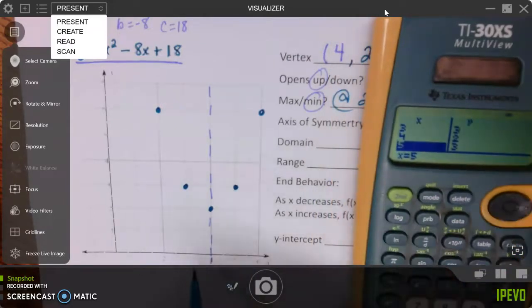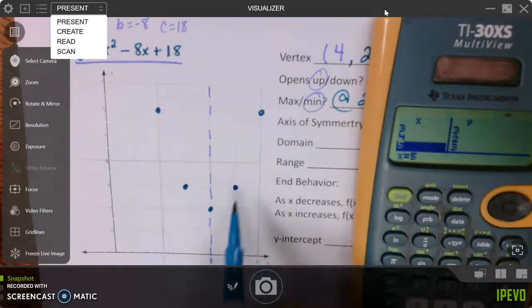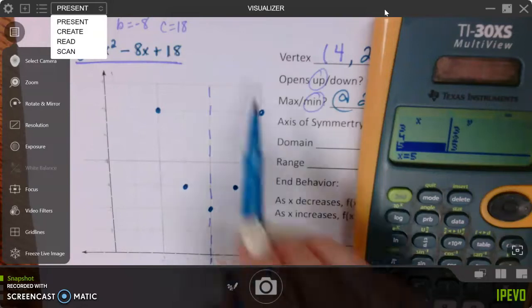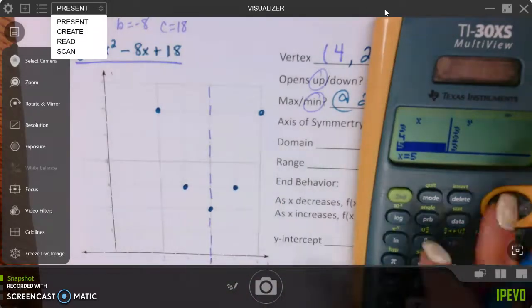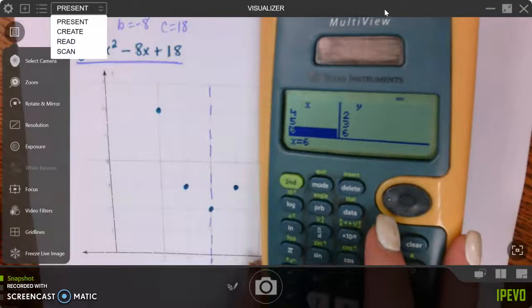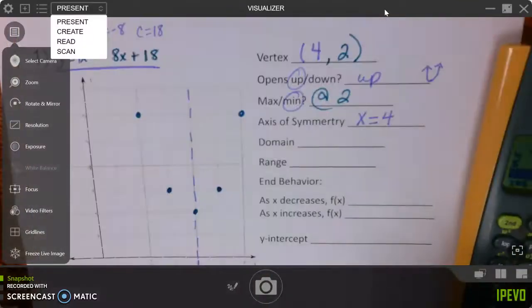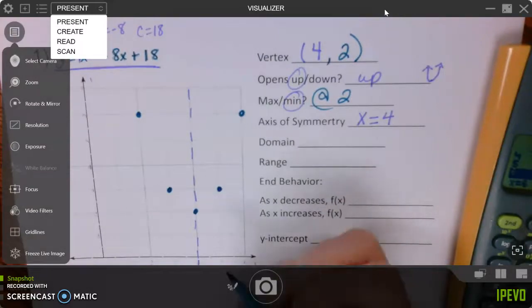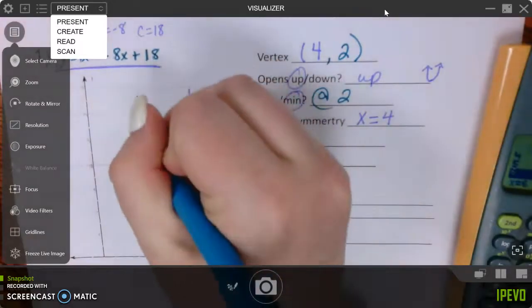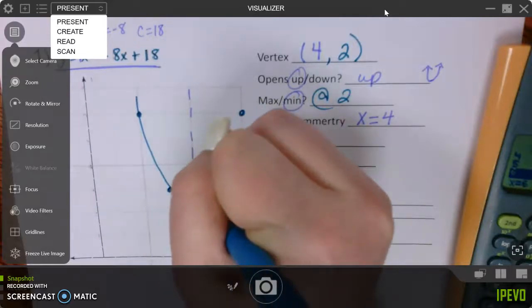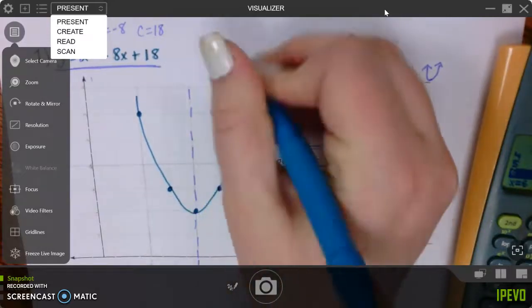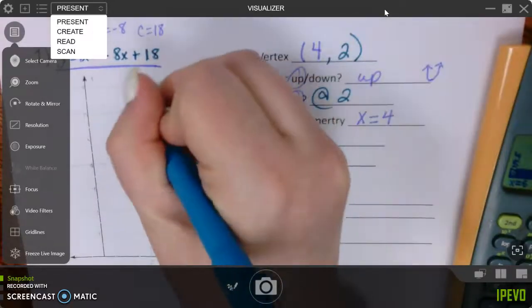Sorry, 4, 2 is your vertex. Don't listen to me. 4, 2 is your vertex. 5, 3 is this point here, and then your other point should be at 6, 6. And yes, we have that. Now we get to draw. This is not a V, this is a U, so make it a U. It's going to be rounded down there. And then when you do that, point your arrows up.